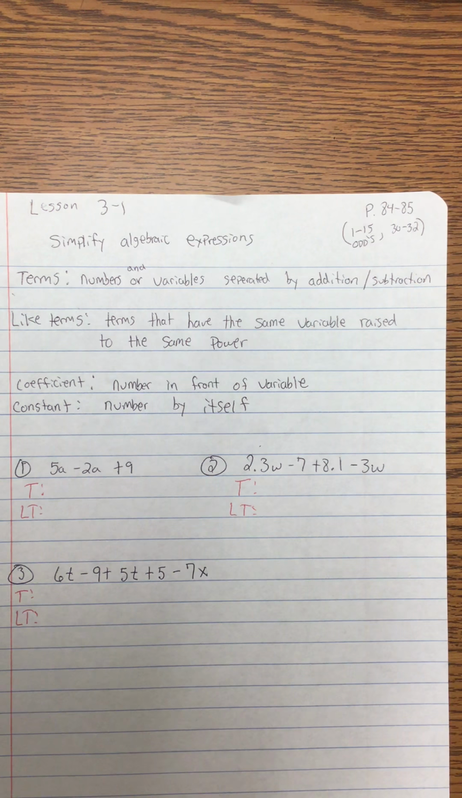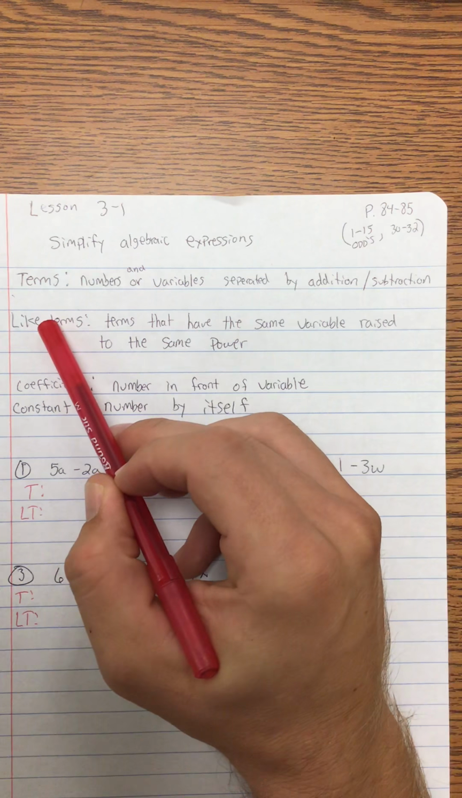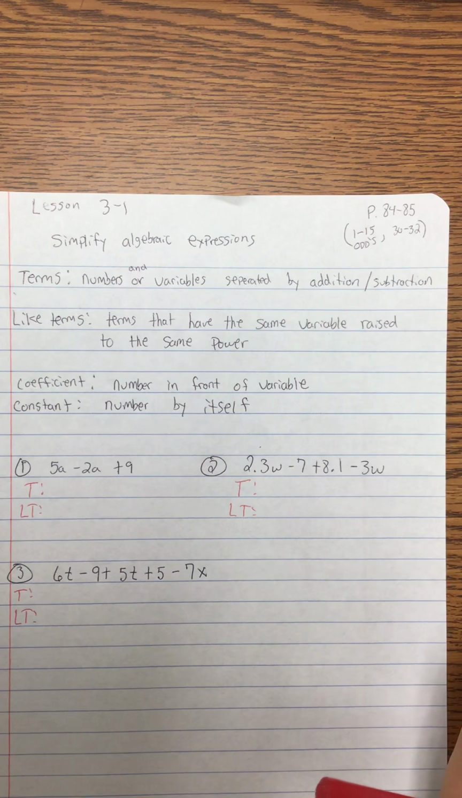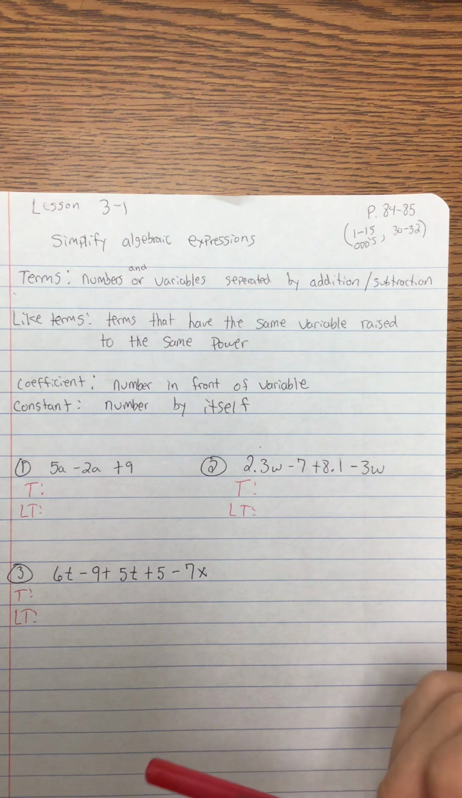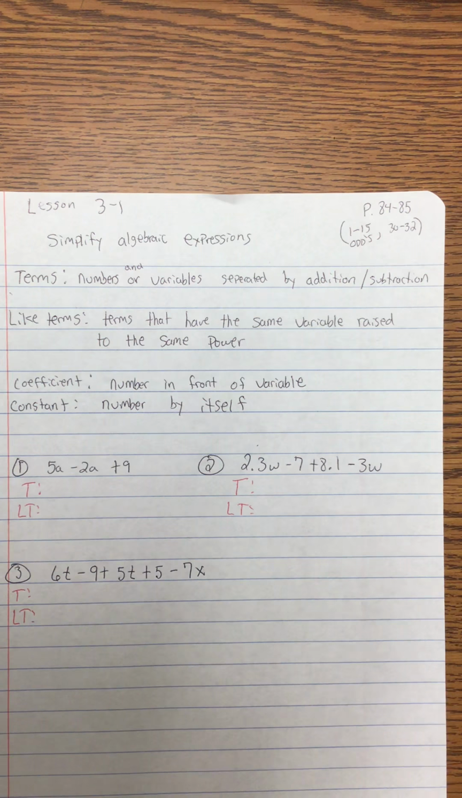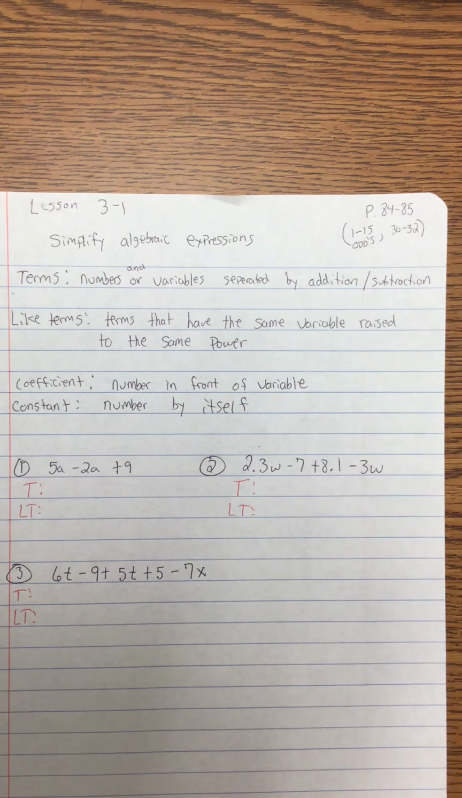What we'll be doing in this lesson is identifying terms and like terms, okay? And then we'll also be simplifying the algebraic expression by combining like terms. So a term is numbers and/or variables separated by addition or subtraction signs, okay? Like terms are terms that have the same variable raised to the same power.